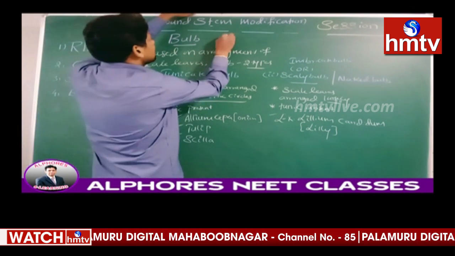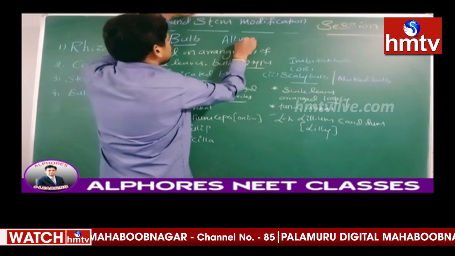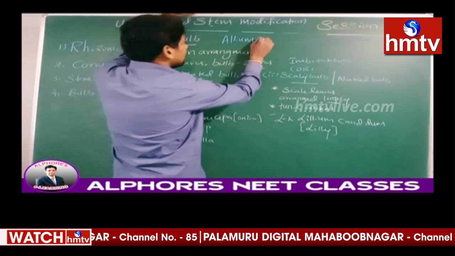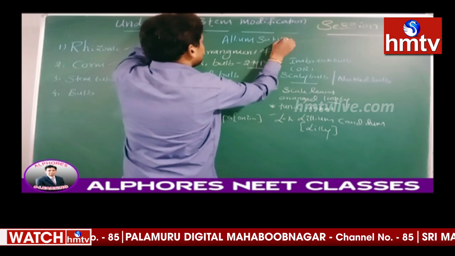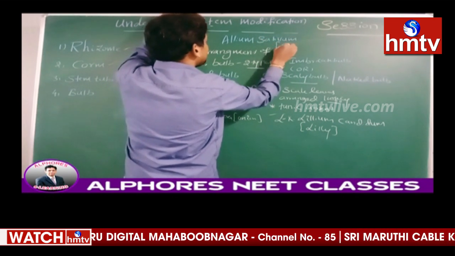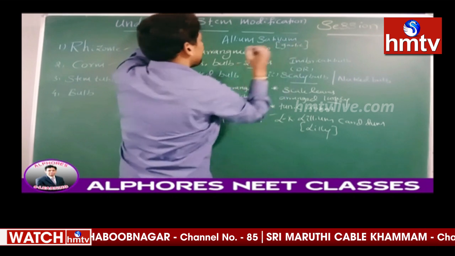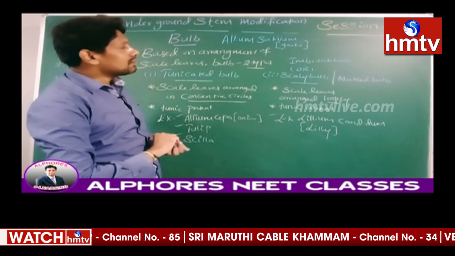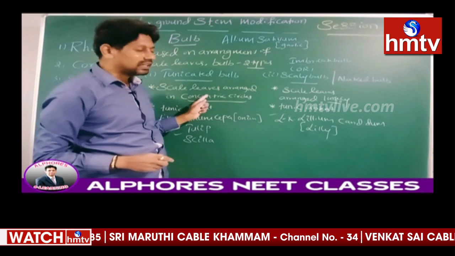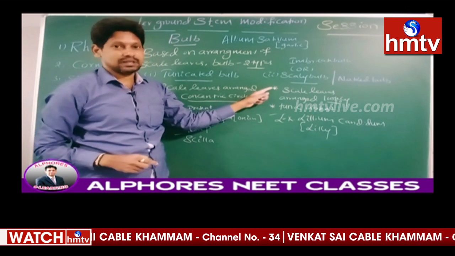Liliaceae family. Sir, in the case of Allium sativum, the common name is garlic. In Allium sativum, characters of tunicated bulb and characters of scaly bulb are present.